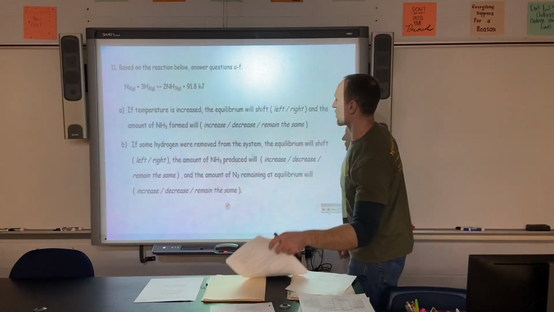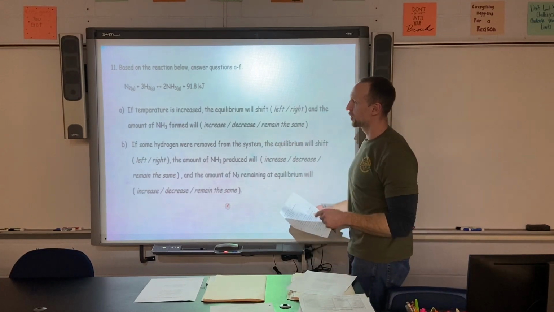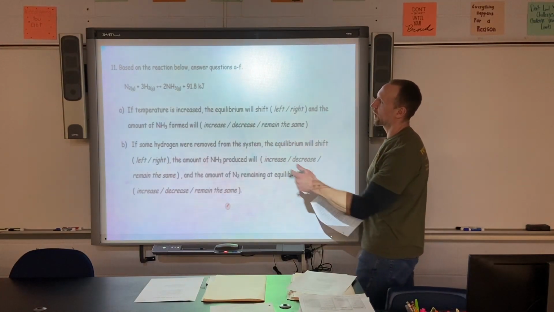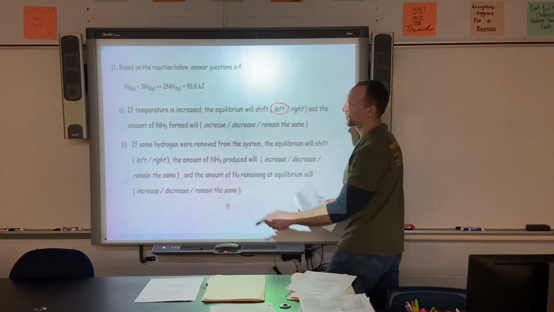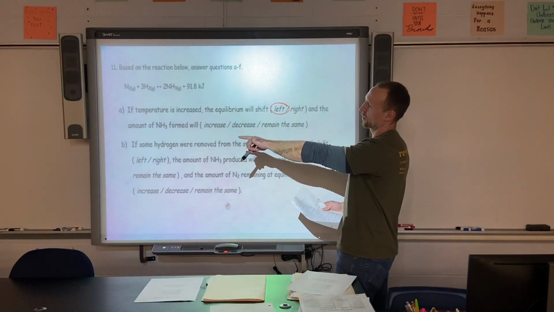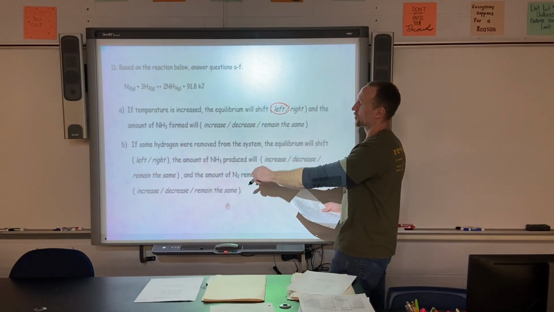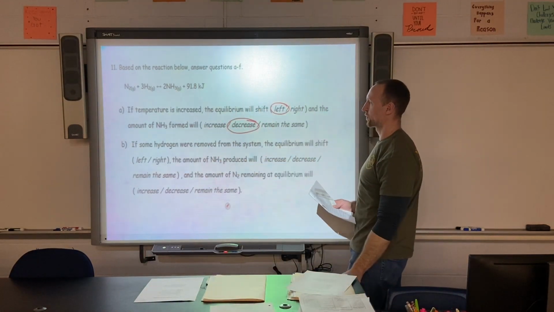The last part is just going through a bunch of different scenarios here with the same reaction. So I'll go through these quickly. A, if temperature is increased, the equilibrium is going to shift left, right, away from what's added. And if we shift left, the amount of NH3 formed is going to decrease, right, because we're going left.